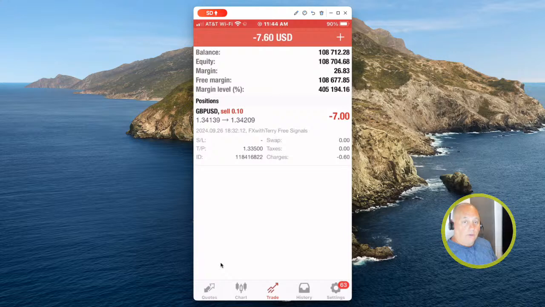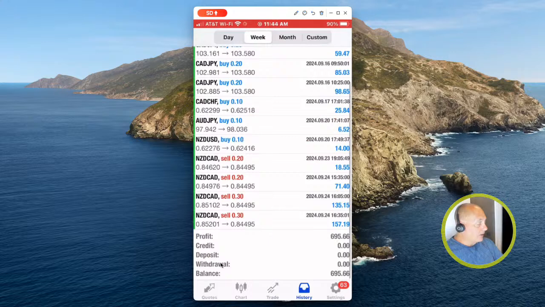Take profit 1.33500. Get into this trade, you're going to be profitable. All of my trades are profitable. We are always in a net profit. And I did show you this. Closed for the week, $695.66 so far, if you're bidding what I'm bidding.